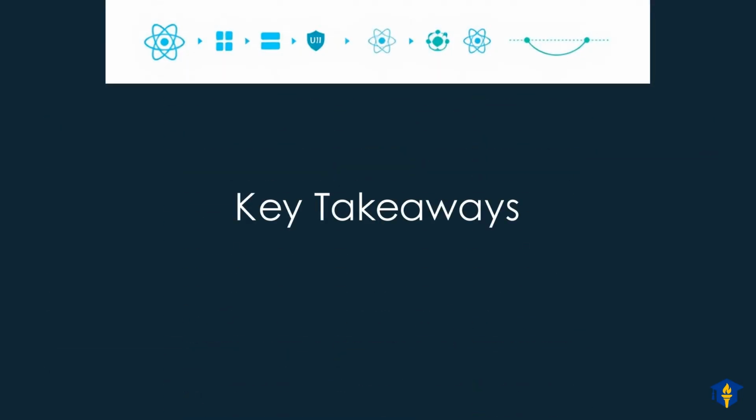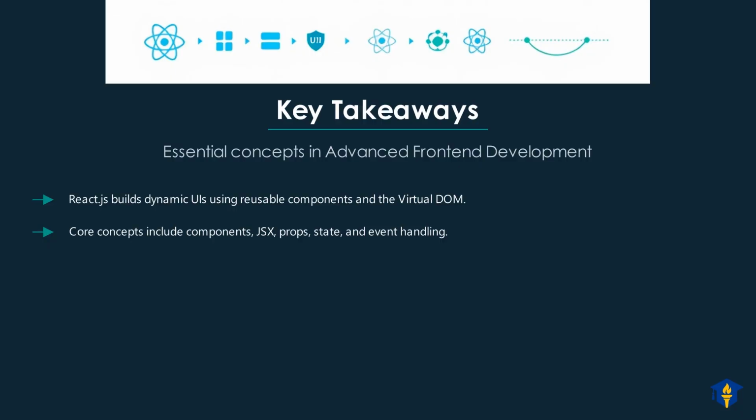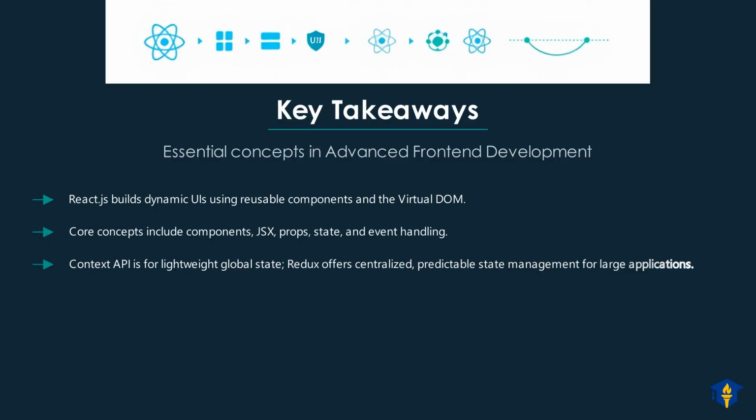Let us summarize the key takeaways from our module on advanced front-end development. These essential concepts are crucial for building modern, high-performance web applications. React.js builds dynamic user interfaces using reusable components and the efficient virtual DOM. Core concepts include components, JSX, props, state, and handling various user interactions. Context API is for lightweight global state, while Redux offers centralized, predictable state management for large applications.